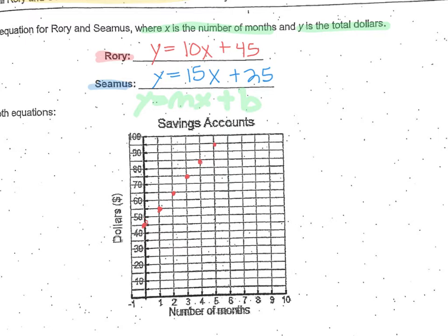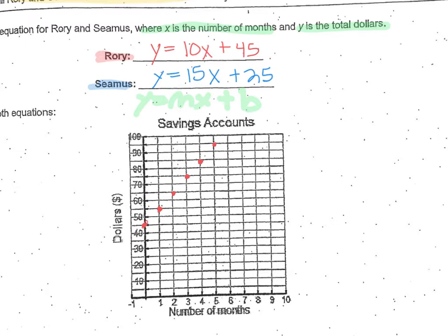Now, normally I would use a straight edge and I would draw a line. On the iPad here, I'm just going to leave these red points there and I'll draw the line after I see the point of intersection. On the iPad with the color, I think that makes it easier for you guys to follow me.